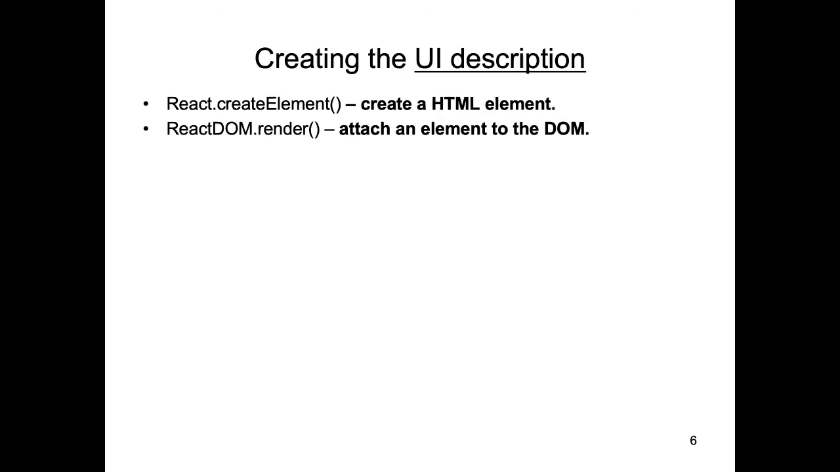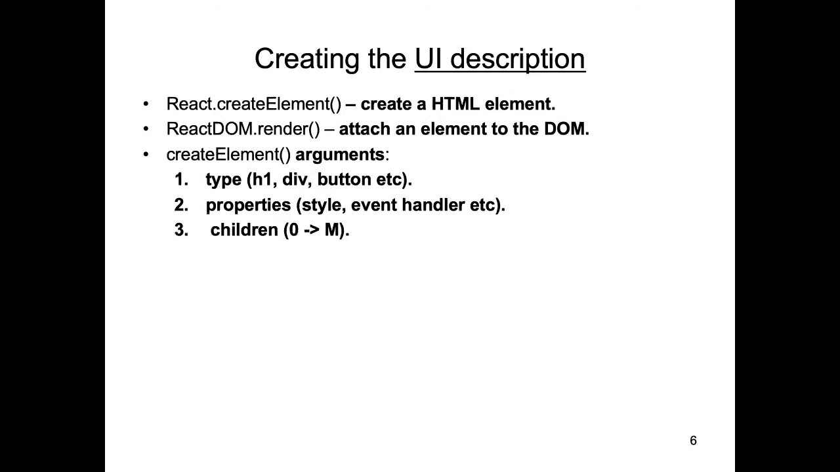The React DOM module has a method called render, and what it does is it will attach an element to the DOM. Now, Frank spoke to you about the role of the DOM in the browser 2 weeks ago. So that's central, obviously, to anything that we do in a browser. Okay, so how do we use these two methods? And let's look at them one by one.